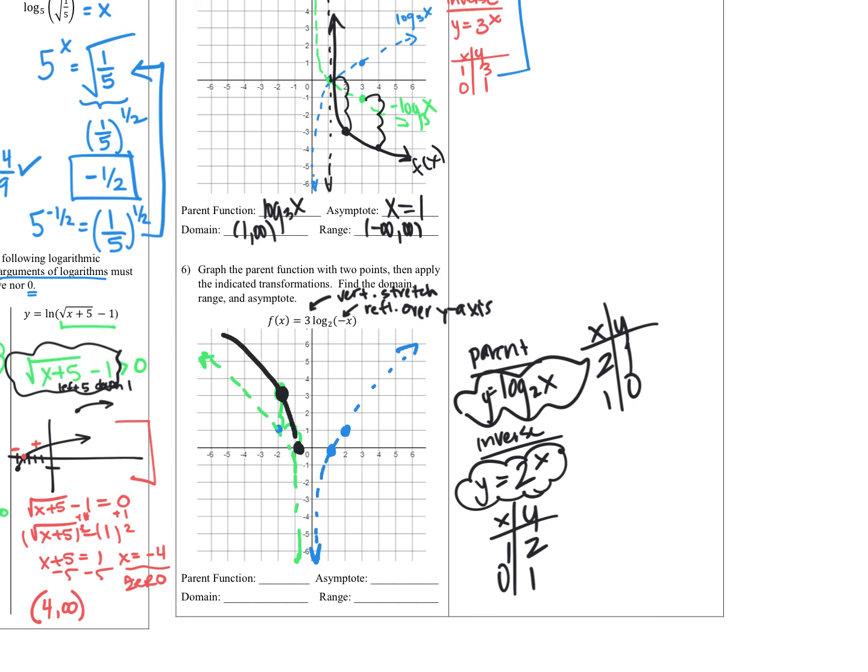And so my final graph is going to be that guy with the vertical asymptote. We didn't move left or right. We just did that flipping and stretching. And so it's going to be still at x equals 0. Parent function, we already put, that was log base 2 of x. The domain is negative infinity, because it's going to point left now forever, up until 0, not including 0. And the range is negative infinity to infinity. So hope that was helpful.